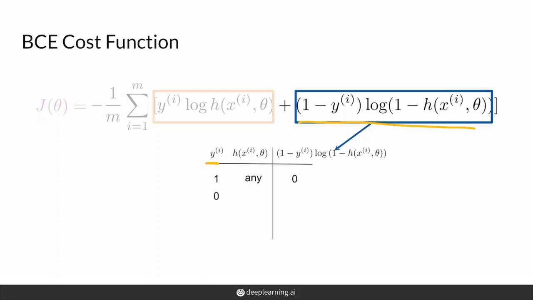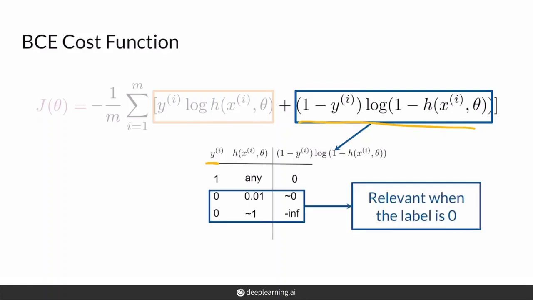If it's fake, and if your prediction is saying, hey, that's pretty fake, it's close to 0, then this value is close to 0. If it's fake, but your prediction is really far off and thinks it's real, then this term evaluates to negative infinity. So basically, each of these terms evaluates to negative infinity if for their relevant label, the prediction is really bad.